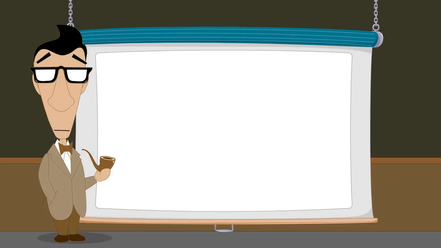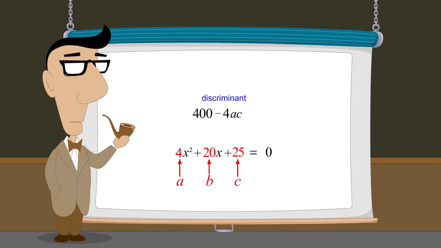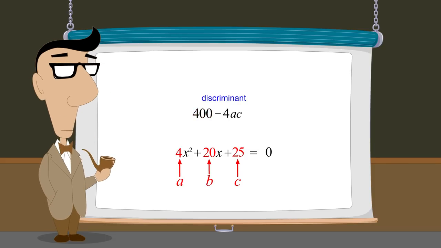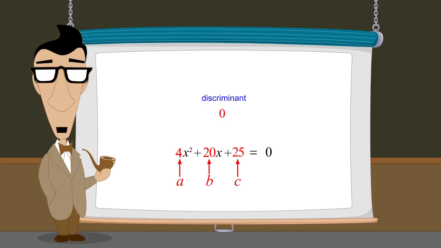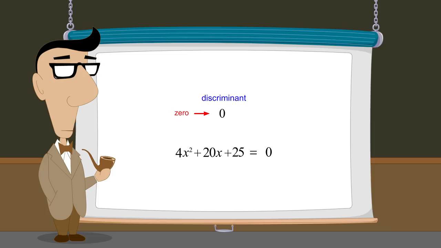Likewise, in our second example, with the quadratic equation 4x squared plus 20x plus 25 equals 0, the discriminant was 20 squared minus 4 times 4 times 25, which reduces to 0. Therefore, this quadratic equation has one real solution, and the corresponding quadratic function has a single zero.